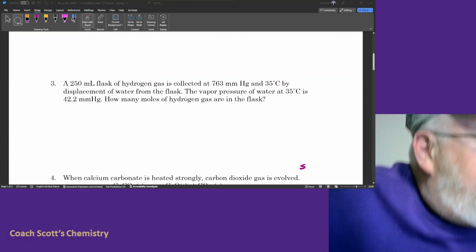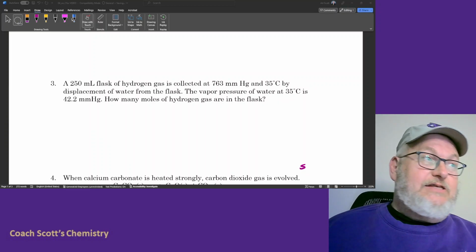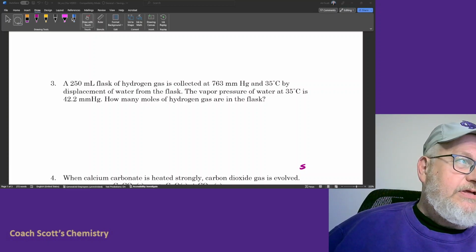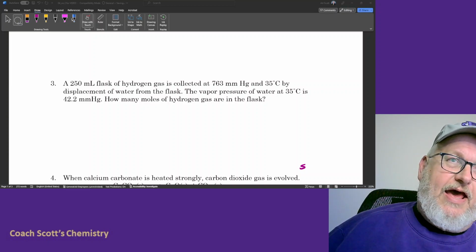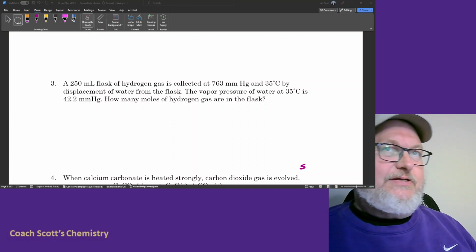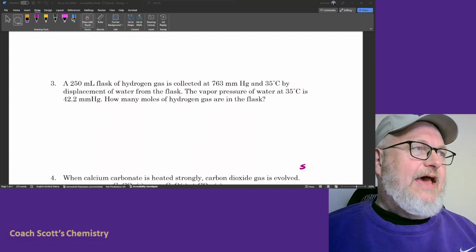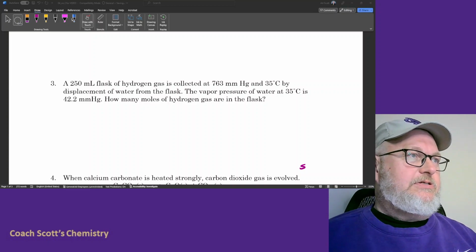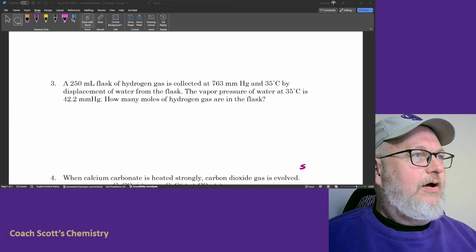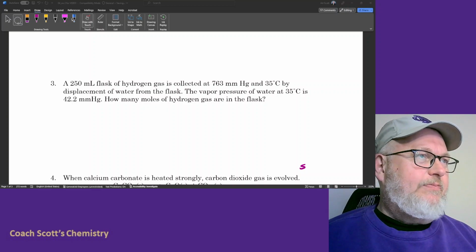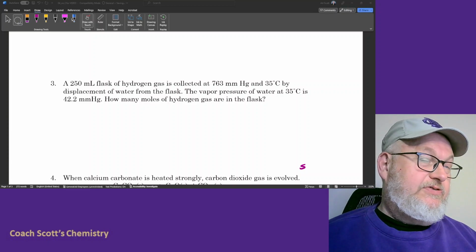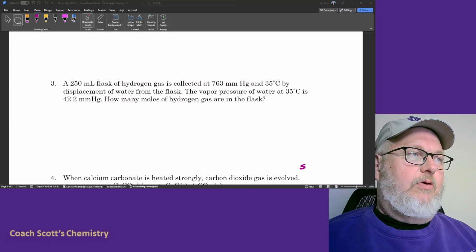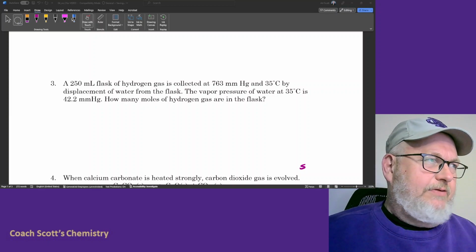So I've got a 250 milliliter flask of hydrogen gas that we collected at 763 millimeters of mercury and 35 degrees C by displacement of water from the flask. Of course, we cannot use that pressure, and that temperature is totally not good because it's not in Kelvin. It also tells us that the vapor pressure of water at 35 degrees C is 42.2 millimeters of mercury. So they're asking how many moles of hydrogen gas are in the flask, just for fun, right?